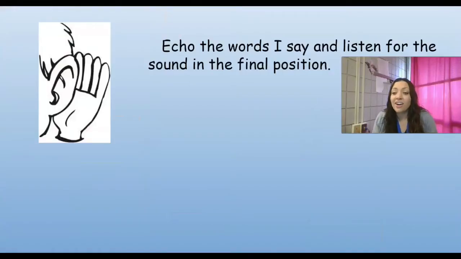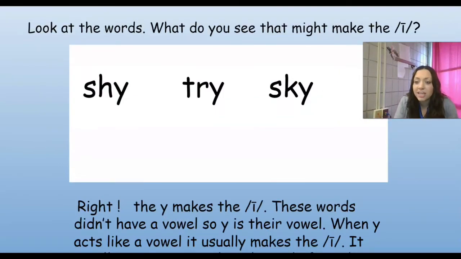All right, you are going to echo the words that I say and listen for the sound in the final position. Are you ready? So I say shy, try, sky. Good job. So shy, try, sky. What do you hear in the final position? That's right. The Y actually makes the I sound. These words didn't have a vowel, so Y is their vowel. Because what we're going to learn is Y is a consonant, but sometimes it can act as a vowel. When Y acts as a vowel, it usually makes the I sound.